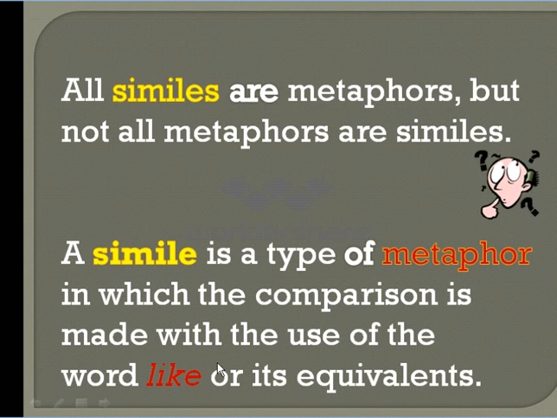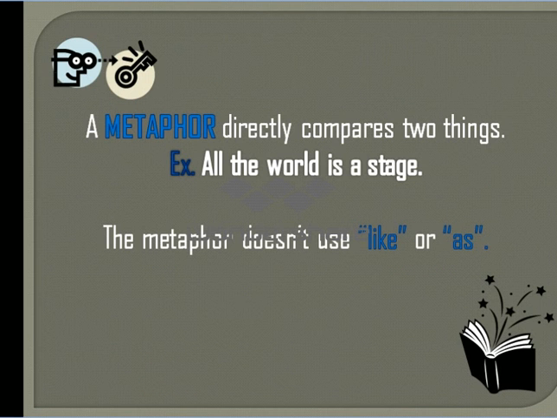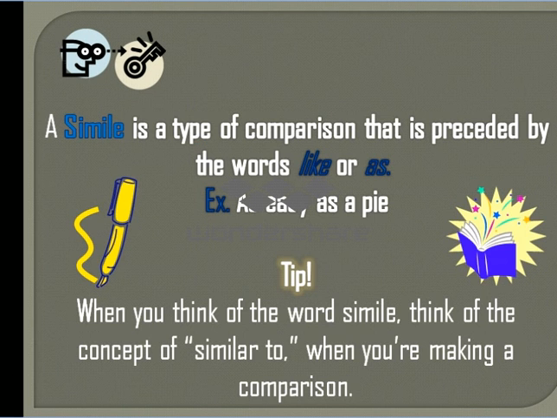All similes are metaphors, but not all metaphors are similes. A simile is a type of metaphor in which the comparison is made with the use of the word like or its equivalents. A metaphor directly compares two things. All the world is a stage. We don't say all the world is like a stage. The world is the stage itself. A simile is a type of comparison that is preceded by the words like or as, easy as pie. So when you think of the word simile, think of the concept similar, when you're making a comparison.